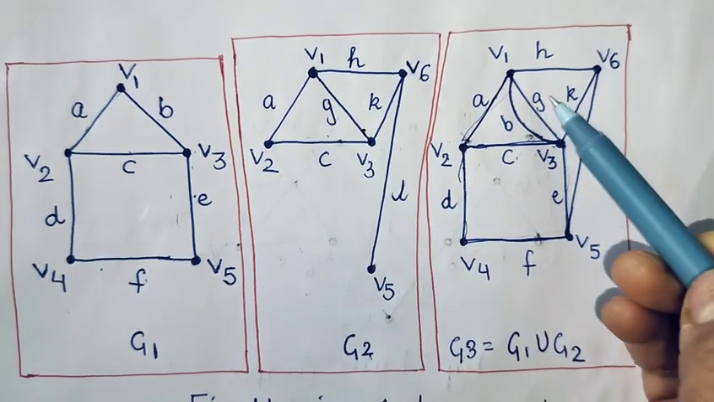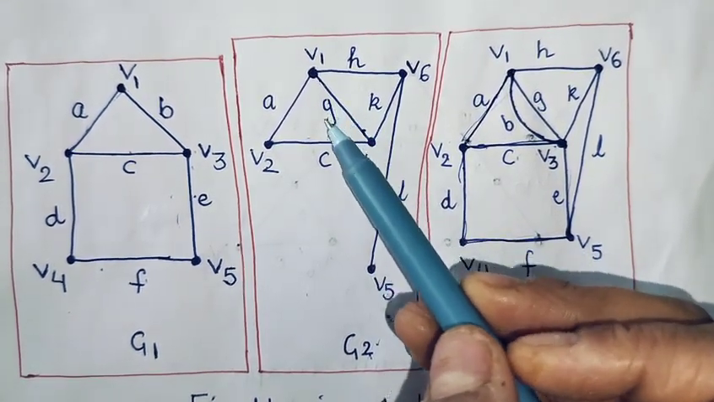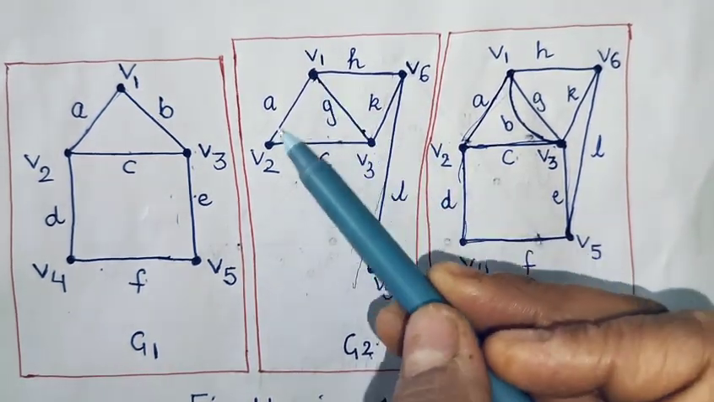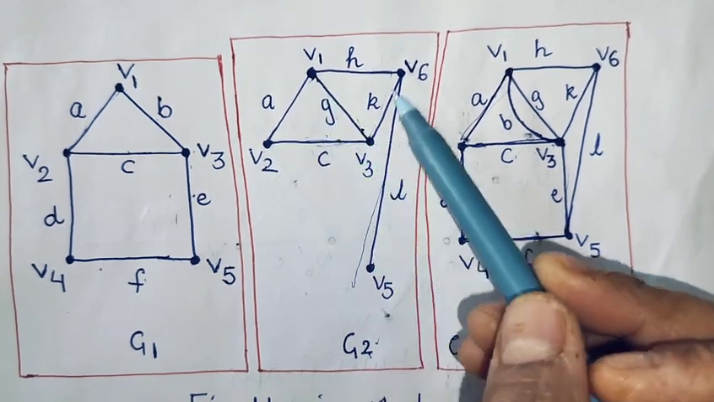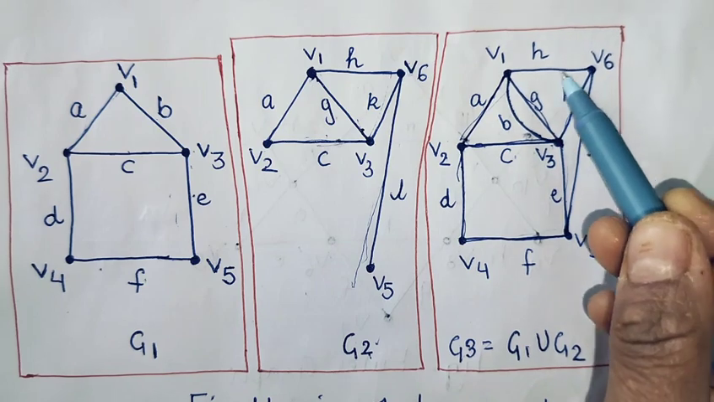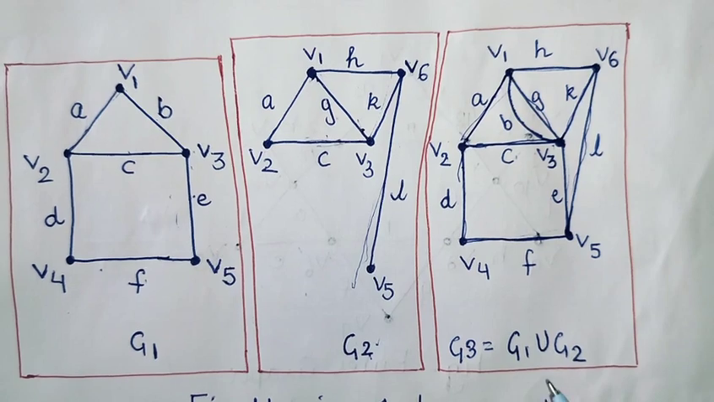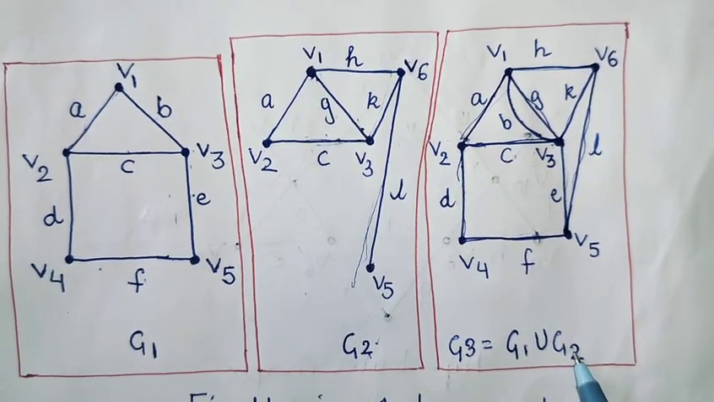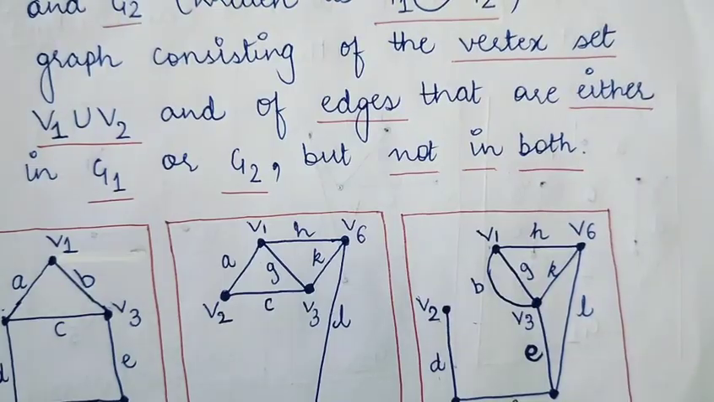Then we will add or merge the graph G2 into it. So this portion has to be copied because this is the common portion. We have to copy this portion. So this portion is the graph G2, which has been merged in graph G1, and hence we get a union of G1 and G2. So this is called the union of two graphs.